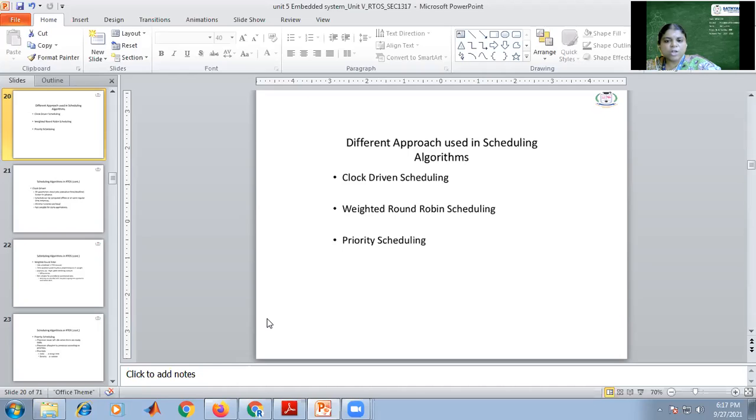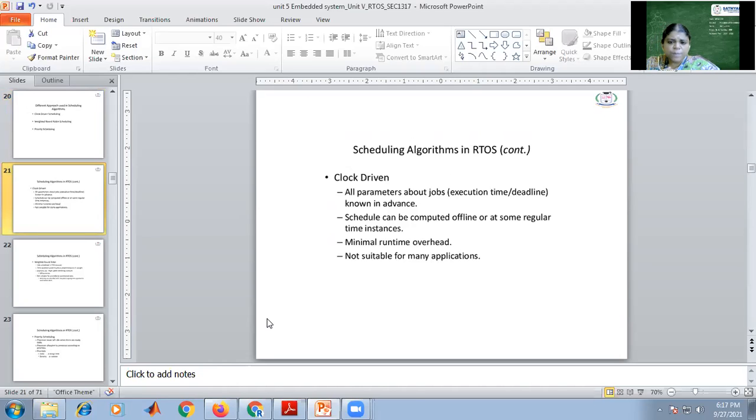So what is clock driven scheduling? In the clock driven scheduling approach, all parameters about the jobs will be known in advance. The schedule can be computed offline or at some regular time intervals.